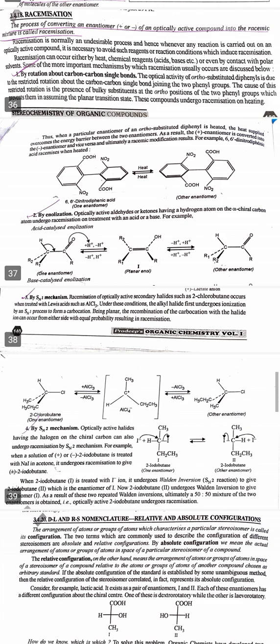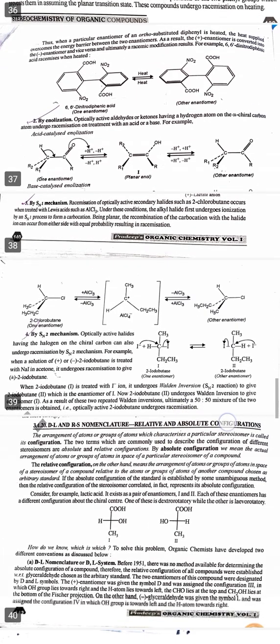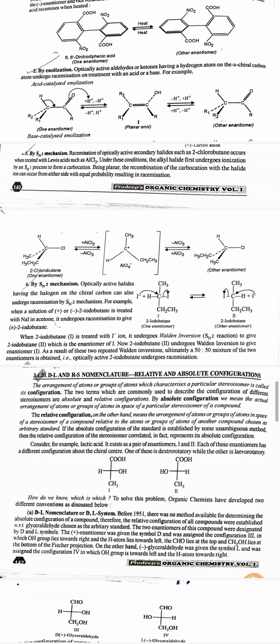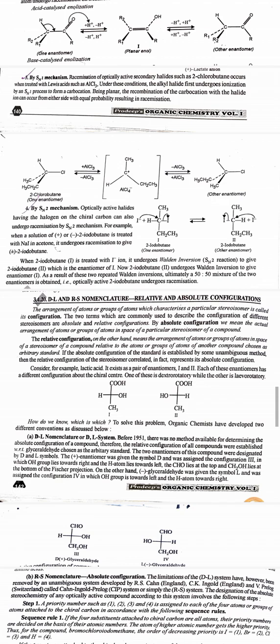By enolization: optically active aldehydes or ketones having a hydrogen atom on the alpha chiral carbon undergo racemization on treatment with an acid or base. For example, acid catalyzed enolization. By SN1 mechanism: racemization of optically active secondary halides such as 2-chlorobutane occurs when treated with the Lewis acid AlCl3. Under these conditions, the alkyl halide first undergoes ionization by the SN1 process to form a carbocation. By SN2 mechanism: optically active halides having the halogen on the chiral carbon can also undergo racemization by the SN2 mechanism.